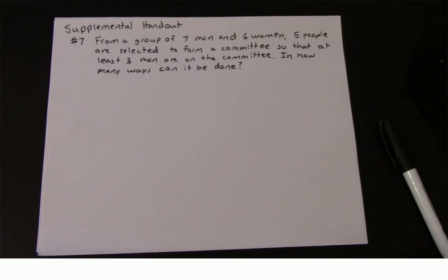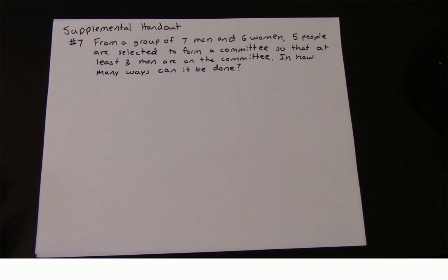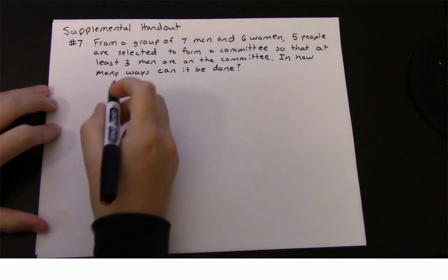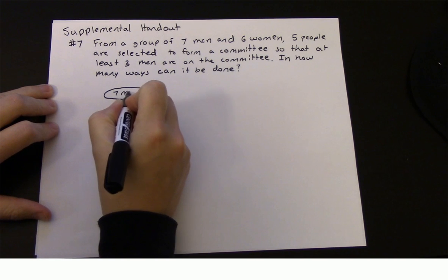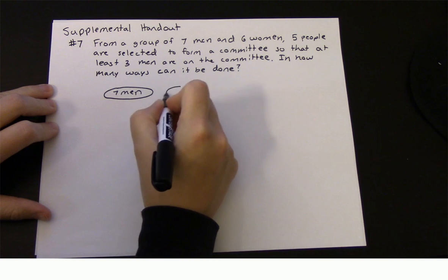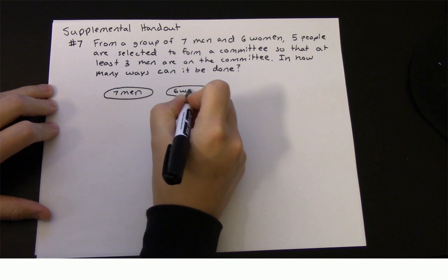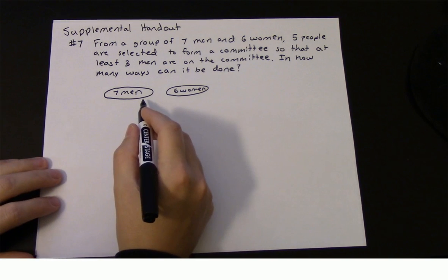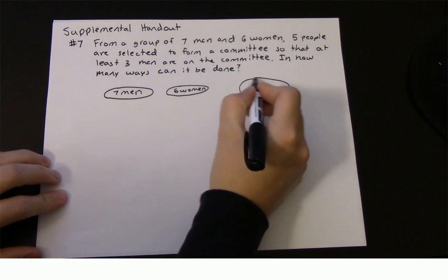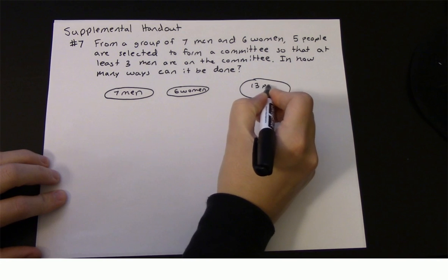So let me go ahead and go to the piece of paper and let's work through this problem together and see how we get to the answer, okay? All right, so we have the group of 7 men. I'm going to draw a circle representing that these are the 7 men. We have a group of the 6 women. From these 2 groups, it is a total group of 13 people, right?